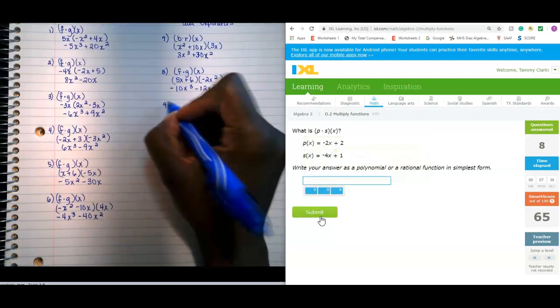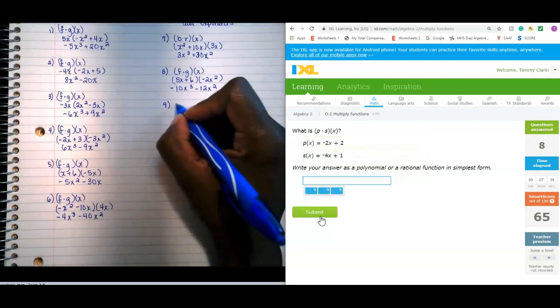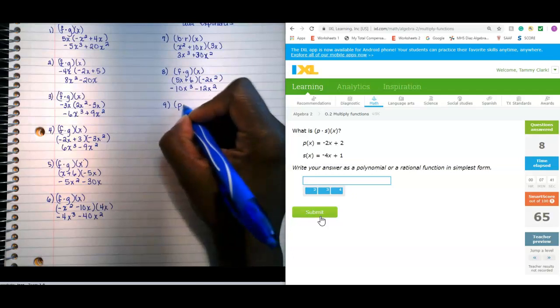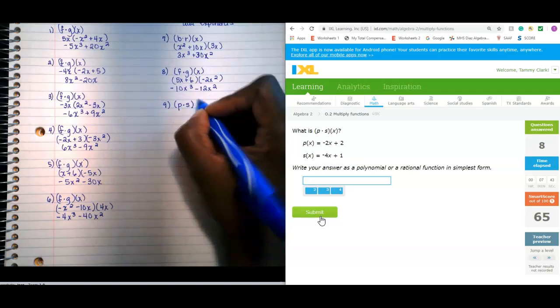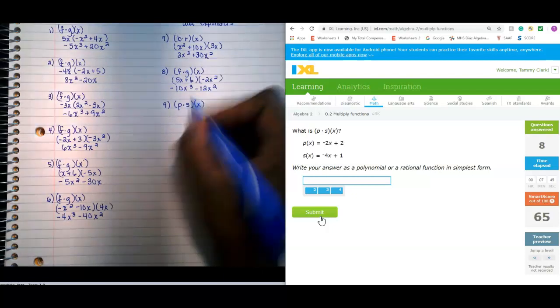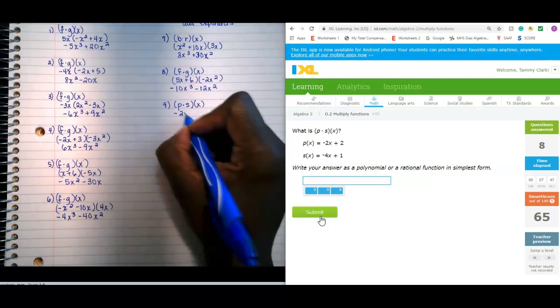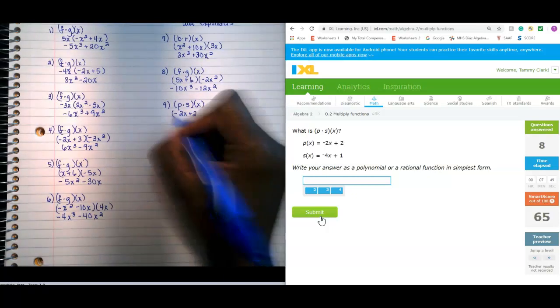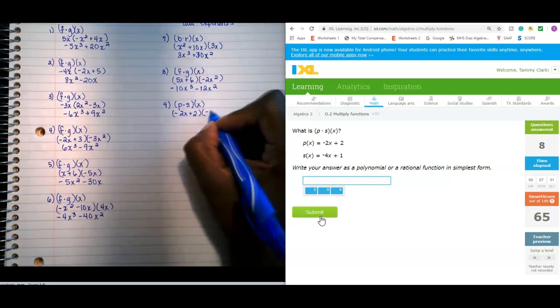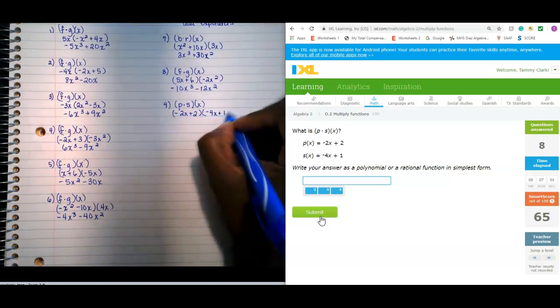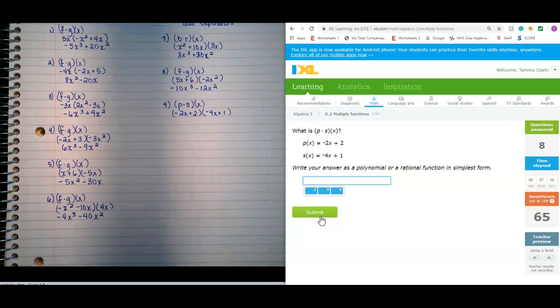Number 9. What is p of s times s of x? We've got negative 2x plus 2, and we're going to take that and multiply it by negative 4x plus 1. Now this is where you have to remember, if you were taught FOIL, first, outer, inner, last, that's what you would do. If you do strictly distributive property, that's fine too.